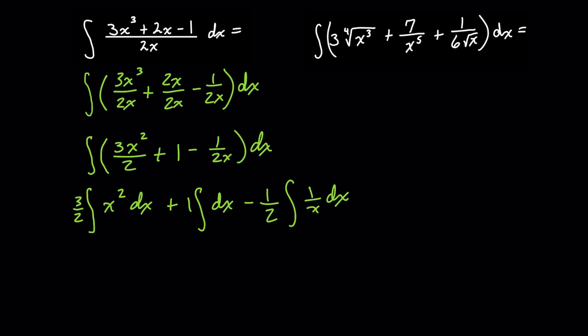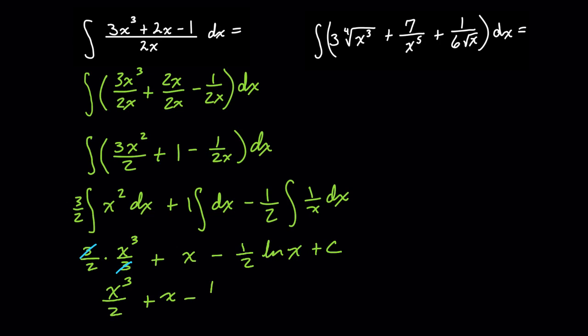So this ends up being then 3/2 times x cubed over 3. This would be plus 1x minus 1/2 natural log of x, once again, plus c. And over here, the 3's will cancel. And so you just end up with x cubed over 2 plus x minus 1/2 natural log of x plus c. Now, most of the time you don't go through all those steps, but mentally that's the process that you are using.